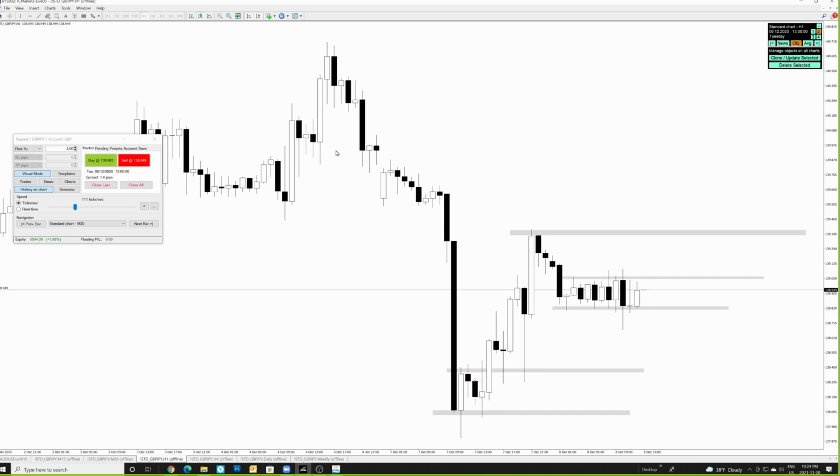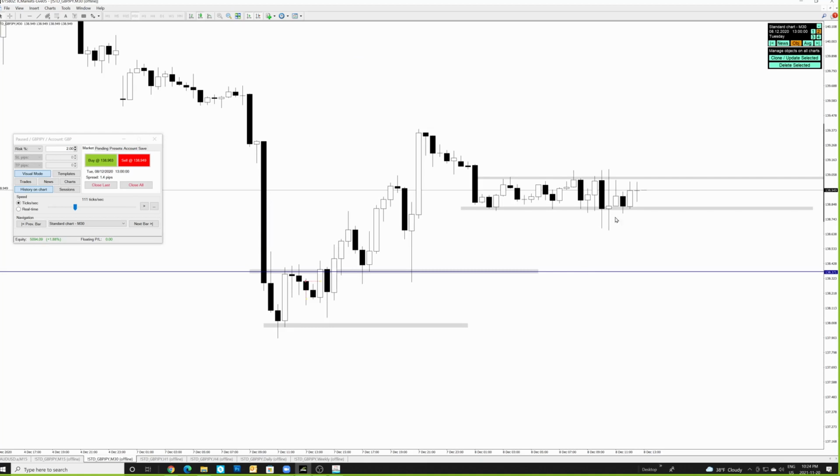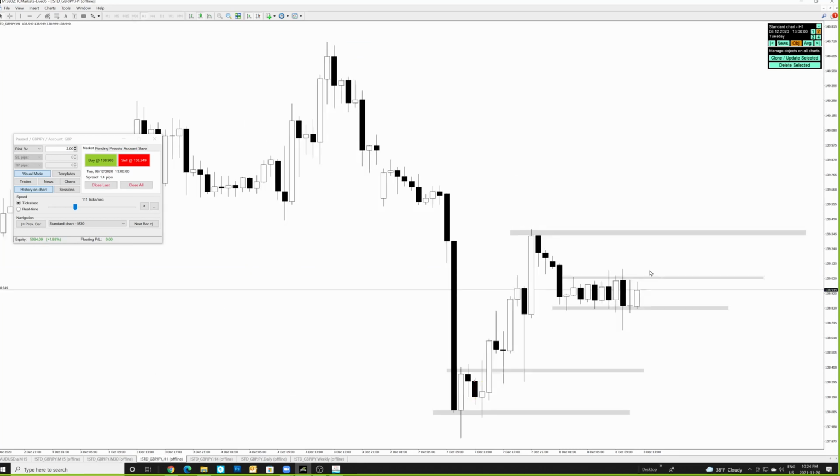So we're going to copy these over to the 30-minute time frame. 30 minutes also consolidating, straight consolidation. Now we've got to make a plan for whether it's going to be an impulse entry.